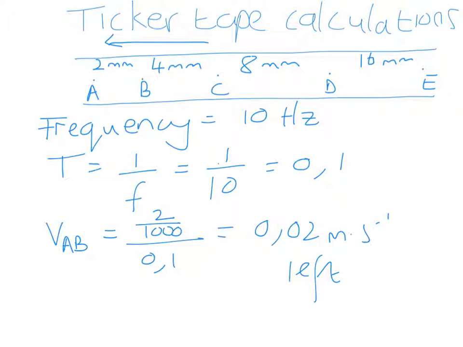To determine the average velocity for a time interval, it's the change in displacement over the change in time. So the displacement for the section AB is 2 millimeters. We need to convert that into meters by dividing by 1,000. We then divide it by 0.1 seconds and we get 0.02 meters per second. Velocity is a vector. If you look above the tape, there's an arrow to the left, so it's showing you the direction the tape's moving. So the average velocity between A and B is 0.02 meters per second.